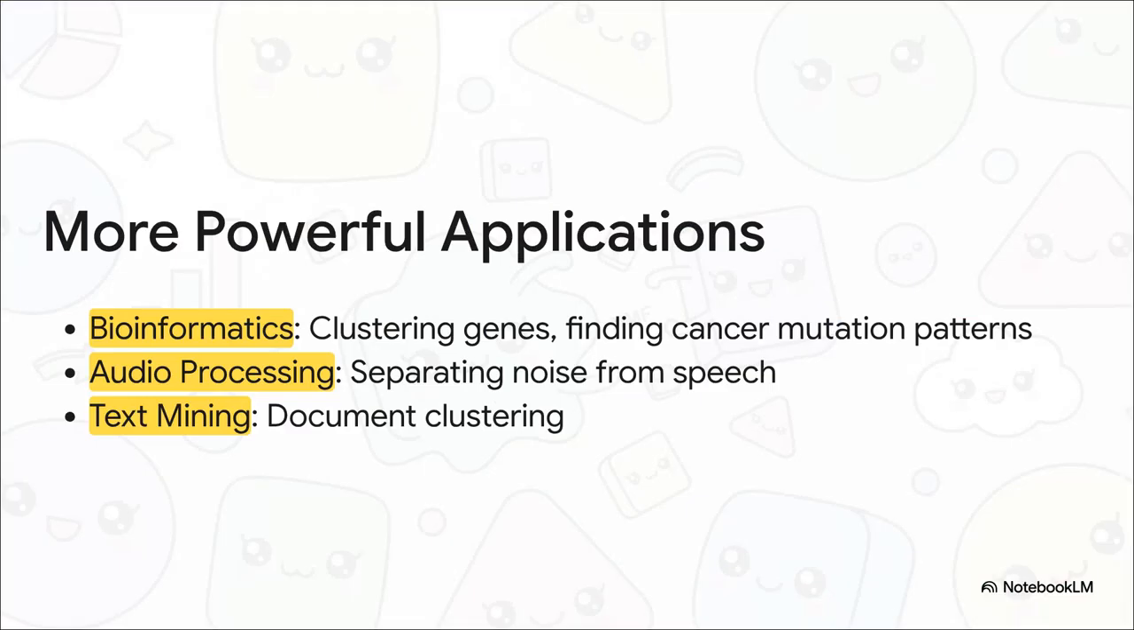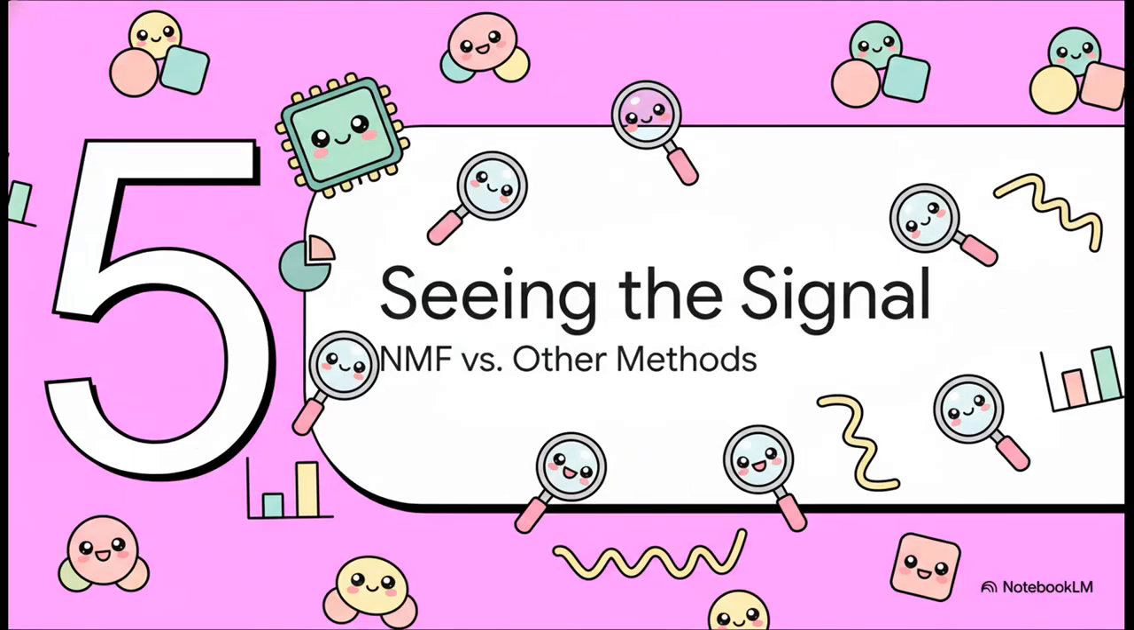And the list just keeps going. In bioinformatics, it's used to find critical patterns in our genes and even in cancer mutations. In audio processing, it can literally pull a single voice out of a noisy room. And, as we already saw, it's a total cornerstone of modern text mining. So it's clearly versatile, but how does it actually perform? You know, when the rubber meets the road, how does it stack up against other methods? Let's take a quick look.